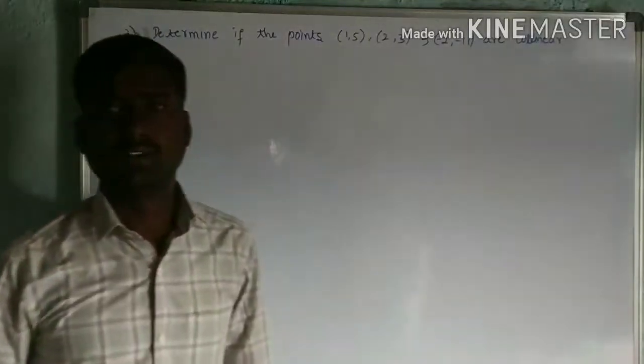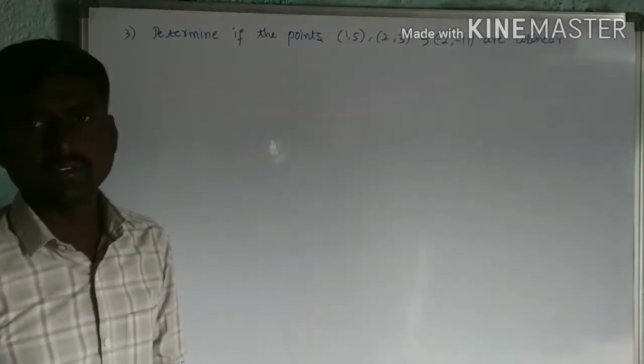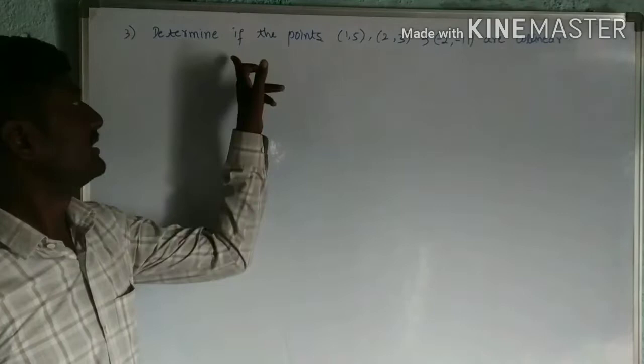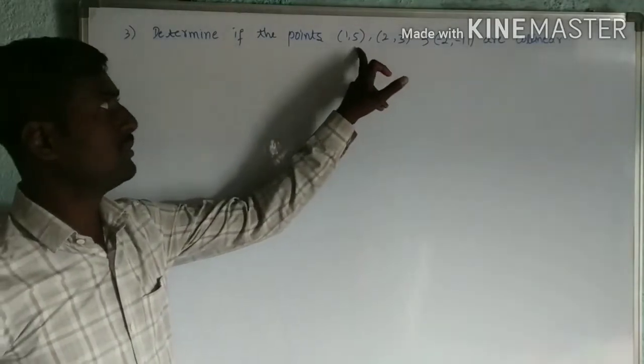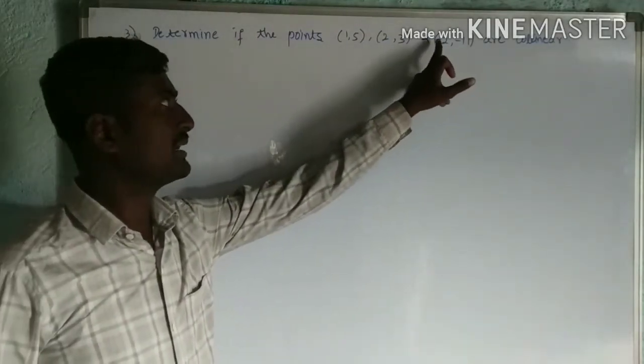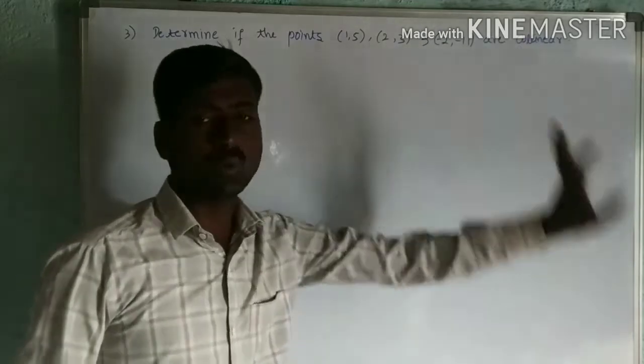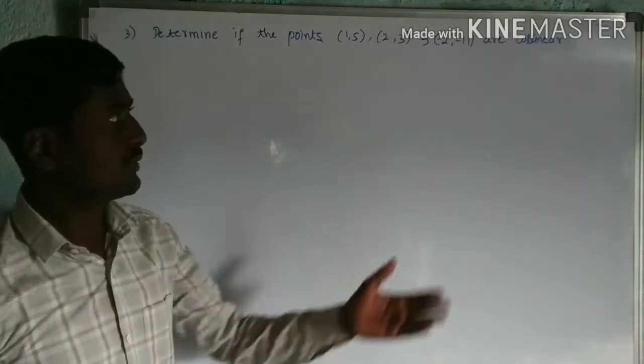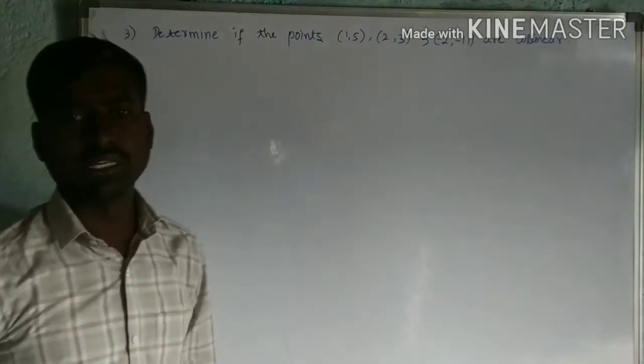Dear students, now we shall discuss the third question. The question is, determine if the points (1, 5), (2, 3) and (-2, -11) are collinear. First we have to know the meaning of collinear.